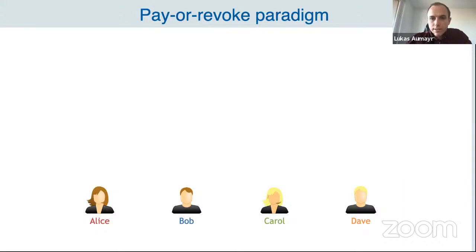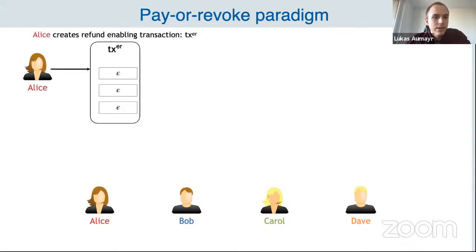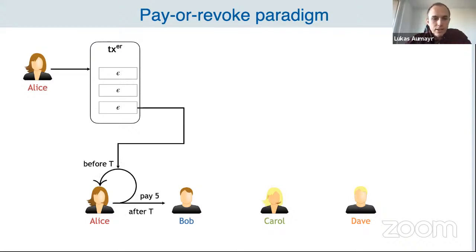And the way it works is as follows. We have Alice, who defines a timeout T, which is similar to the timeout T from the last slide. So it's a constant time in the future, and it is independent of the path length. Following that, Alice creates a refund-enabling transaction TXER that contains an output belonging to each of the users on the path, except for the receiver Dave.